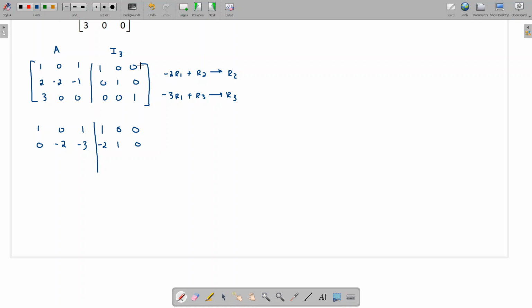Okay, now we take first row times negative 3, add it to the bottom row. So we'll get a 0 here. Nothing's going to change there. Negative 3 times 1 plus the 0 gives you negative 3. Then negative 3 times this added to the 0 puts a negative 3 there. And then nothing else changes.